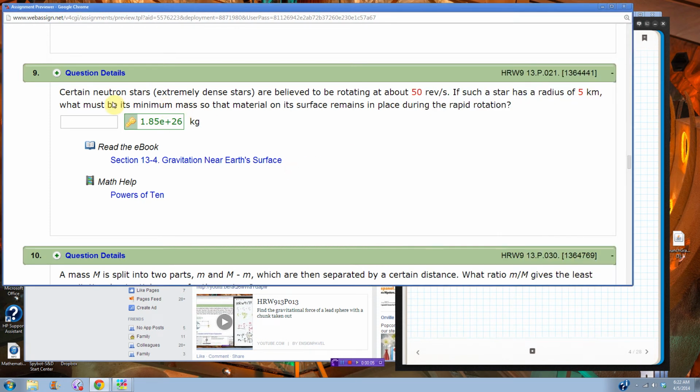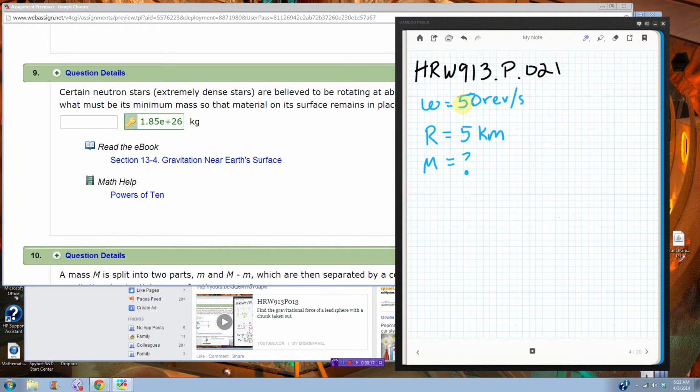HRW913P021. Certain neutron stars are believed to be rotating about 50 revolutions per second. If such a star has a radius of 5 kilometers, what must be its minimum mass so that material on its surface remains in place during the rapid rotation? Okay, so I went ahead and wrote down the numbers they give us. Angular velocity 50 revolutions per second, radius of 5 kilometers.